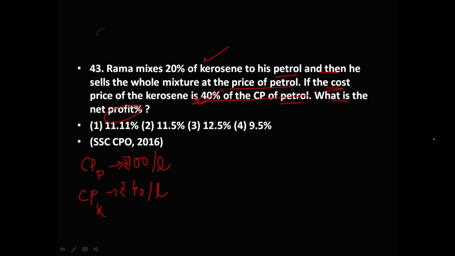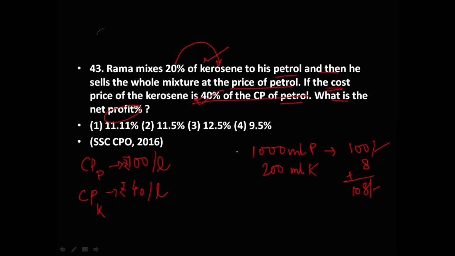Clear? So if I take a mixture of 1000 ml petrol and 200 ml kerosene. Why 1000 and 200? Because it said that 20% of the kerosene is mixed to the petrol. So 1000 ml petrol costs 100 rupees. Clear? Whereas 200 ml kerosene cost is 8 rupees, because 1000 ml of kerosene costs 40 rupees, then 200 ml will cost 8 rupees. So the total cost is 108 rupees. Clear?